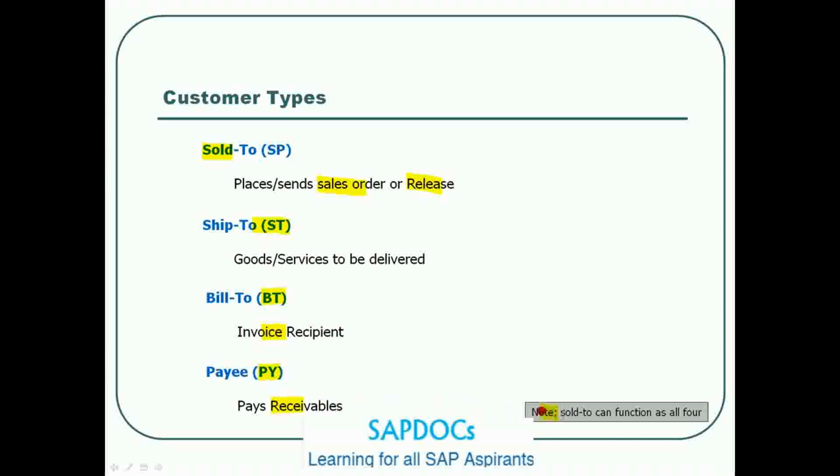One note that a sold to can function as all four. What that means is that the trading partner who places the order for goods to you, he can be the ship to. You ship the goods to him, you bill to him, and he's the one who pays you back. But if your customer is very big, then you're going to have one sold to or multiple sold tos, multiple ship tos, multiple bill tos, maybe one payee per continent or per geographic location.